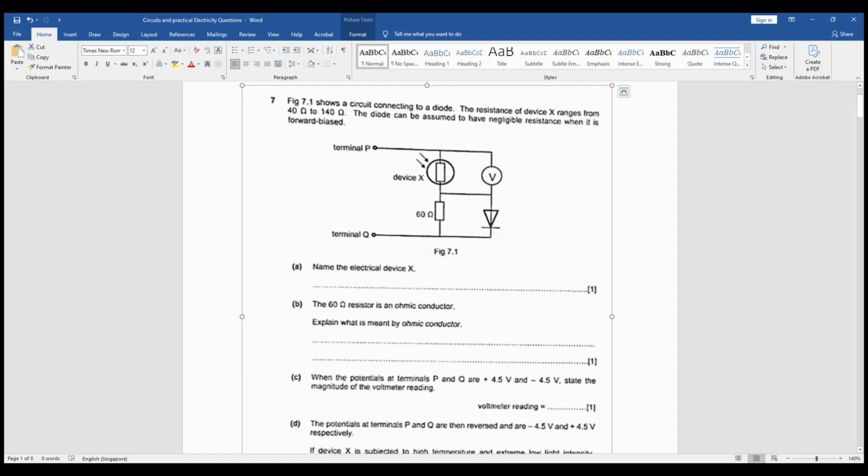Okay, this question, we look at this circuit. The first question says, name the electrical device X. Well, you can see two arrows going in. So this device is actually an LDR. Now you cannot write just LDR. Please write the full name, like light dependent resistor.